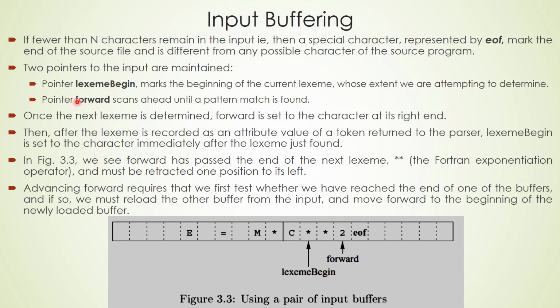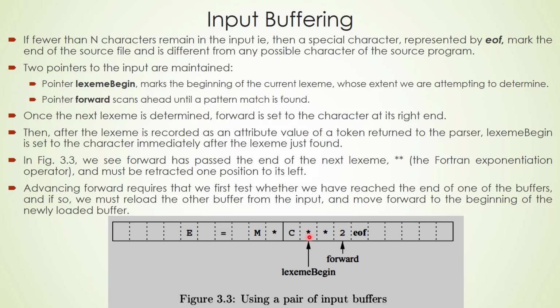So we have two pointers. Lexeme begin marks the beginning of the current lexeme, and here the star can be considered the beginning of the lexeme star. We already studied that star can be considered a token, a meaningful thing, the exponent operator. We are trying to find the extent of this lexeme. The lexeme only extends up to 2 characters. So we are trying to find how long this lexeme is, which characters can be part of it. Pointer forward scans ahead until a pattern match is found.